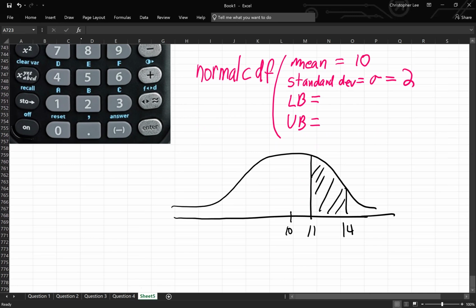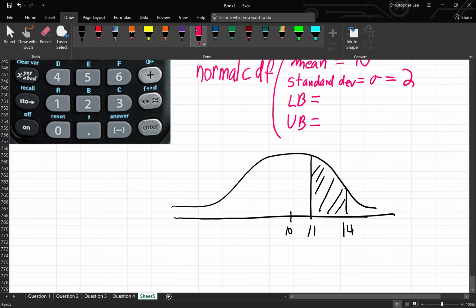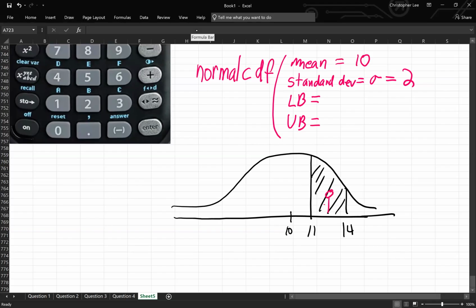So my lower bound, hold on, let me go back. I just want you to imagine for a second, before I even talk about the lower bound, that you're standing here. The lower bound is always whatever's to your left. And what number is to the left of me? Not 10. Like I'm inside of the shaded area. What's to the left of me? 11, right? So that's my lower bound.